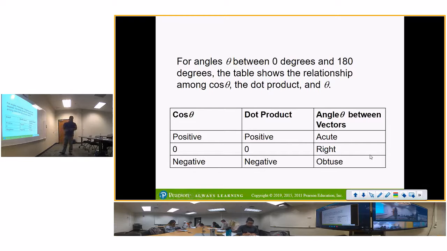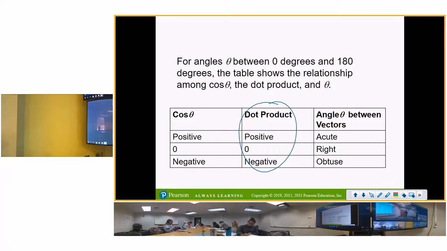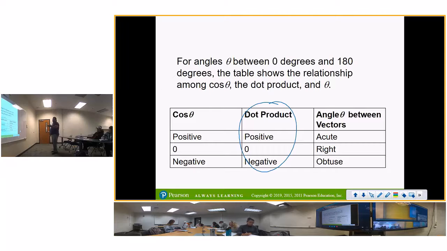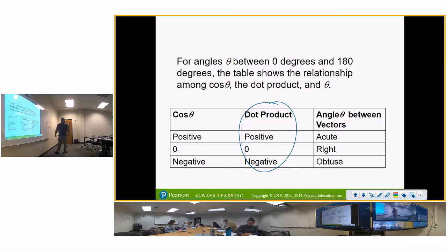Do you use this a whole lot? Not much. But if you do get a dot product, this is what you need to look at right here. If you have a dot product that's positive, that's normal, you're going to have acute. If you have a dot product of 0, you're going to have a right angle. And if you have a dot product of negative, you're going to have obtuse.